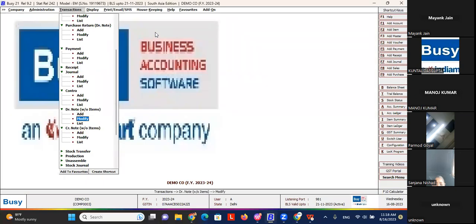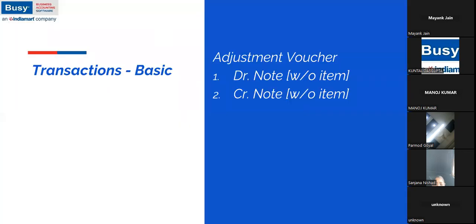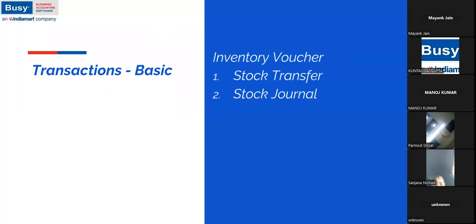So the main concept is that to maintain only accounts, you can use the debit note and credit note options. And to maintain both accounts and inventory, you can use the purchase return and sales return modules. Okay, coming to the next topic, that is the pure inventory vouchers.